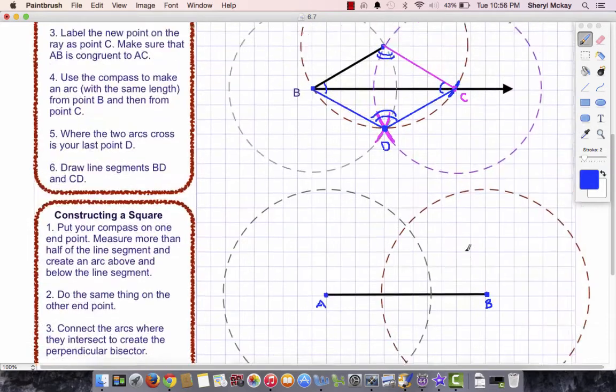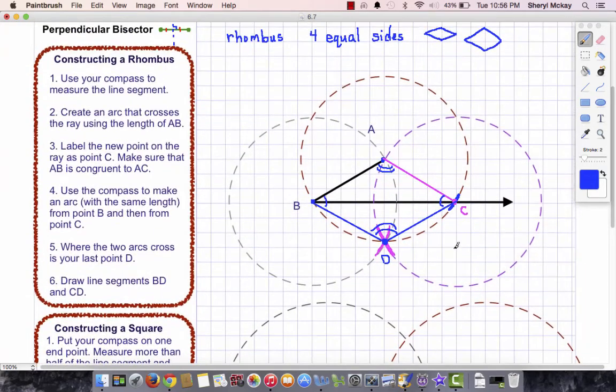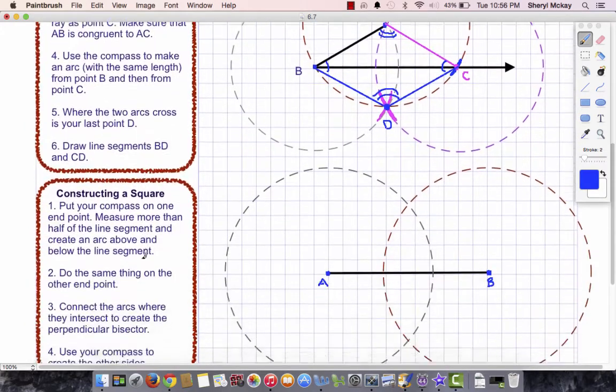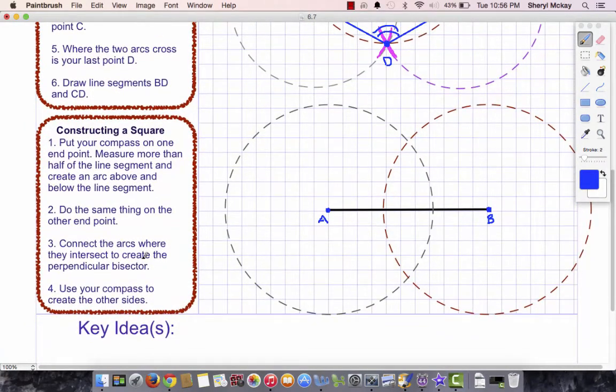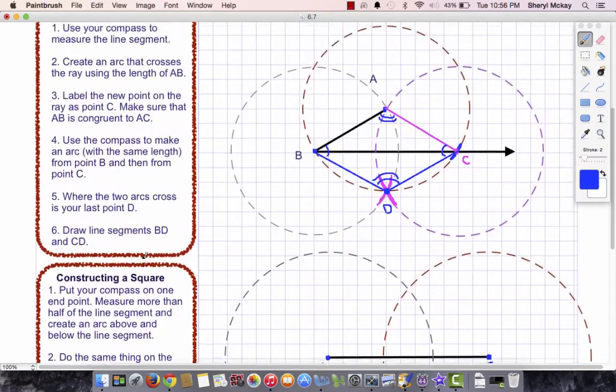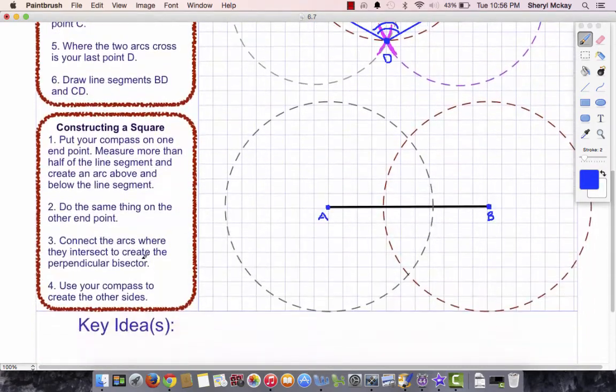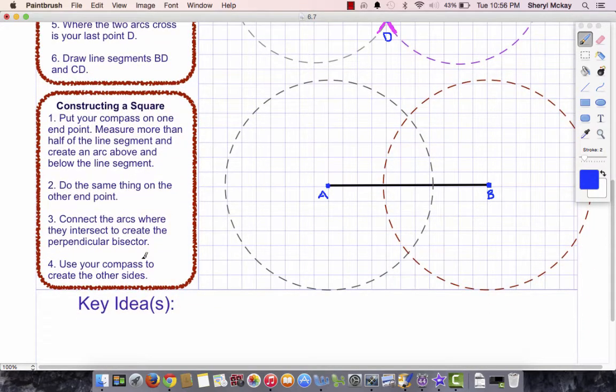Actually, before we do that, let me just tell you that everything that we did is written over here where it says constructing a rhombus. So if you need to review the instructions, you can review them there. The same will be true for constructing a square, except that I didn't repeat everything that we did for the rhombus, all right?